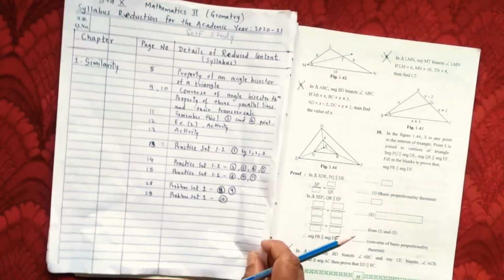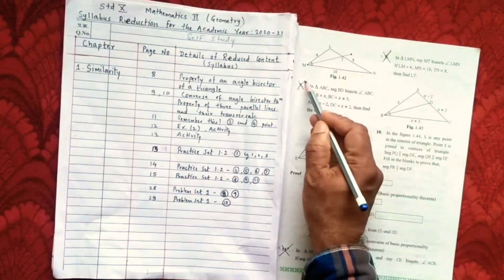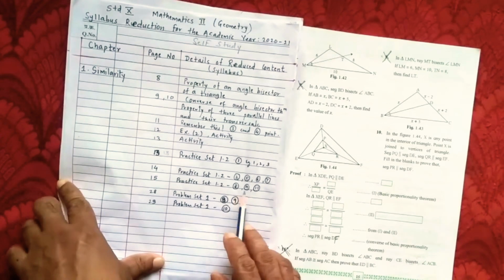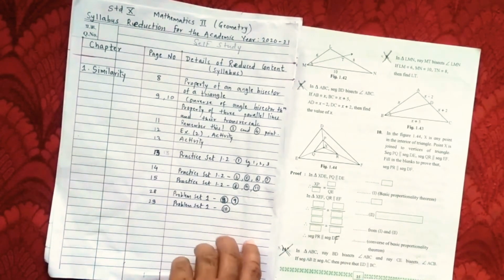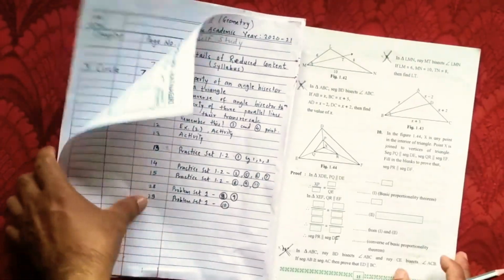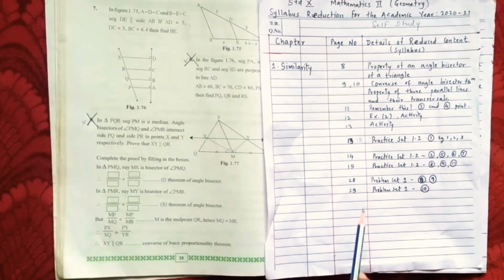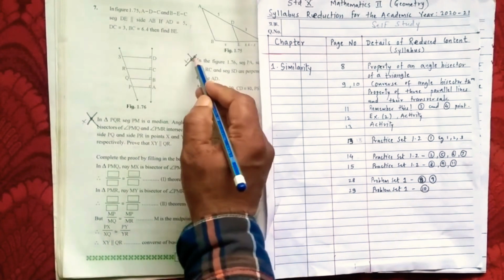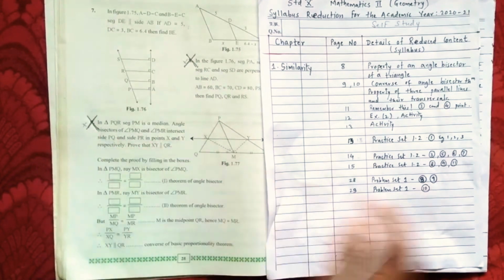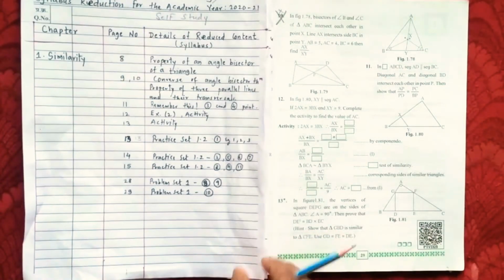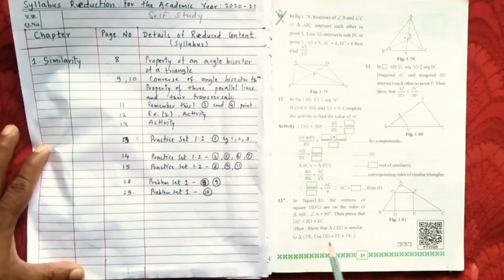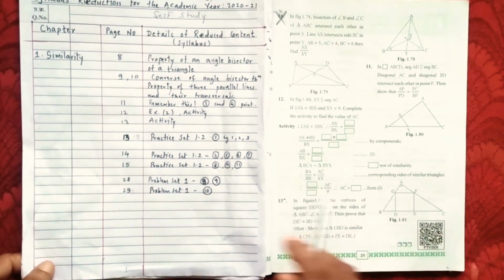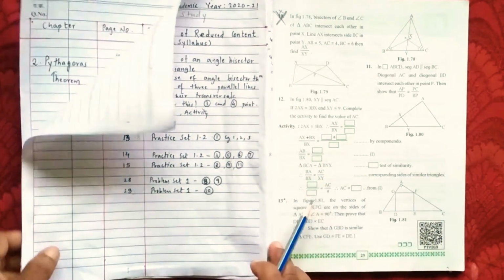Now from page number 15, example number 8, 9 and 11 are reduced from the syllabus. Now directly page number 28, problem set 1, example number 8 and 9. Example number 8 and example number 9 are reduced, and page number 29, problem set 1, example number 10 is reduced in the syllabus. So this content is reduced from the syllabus.